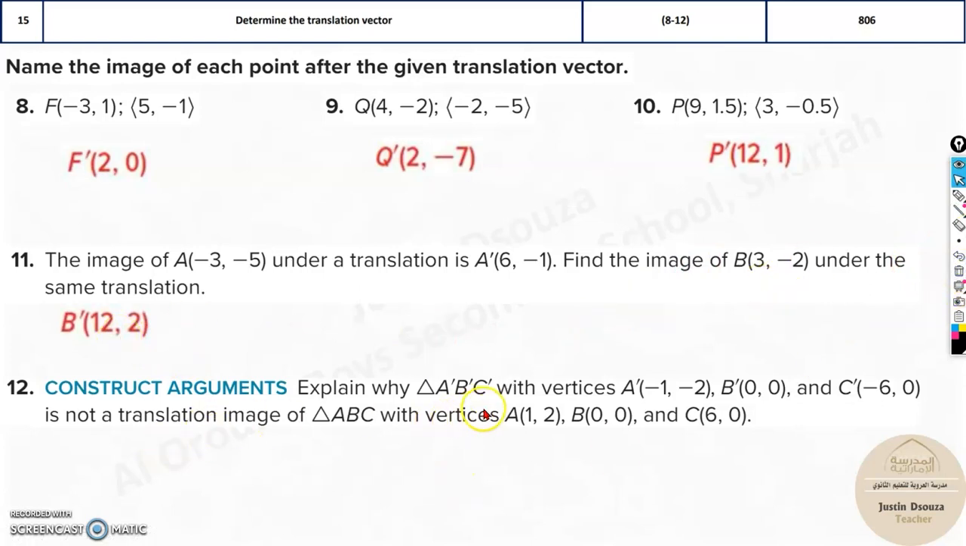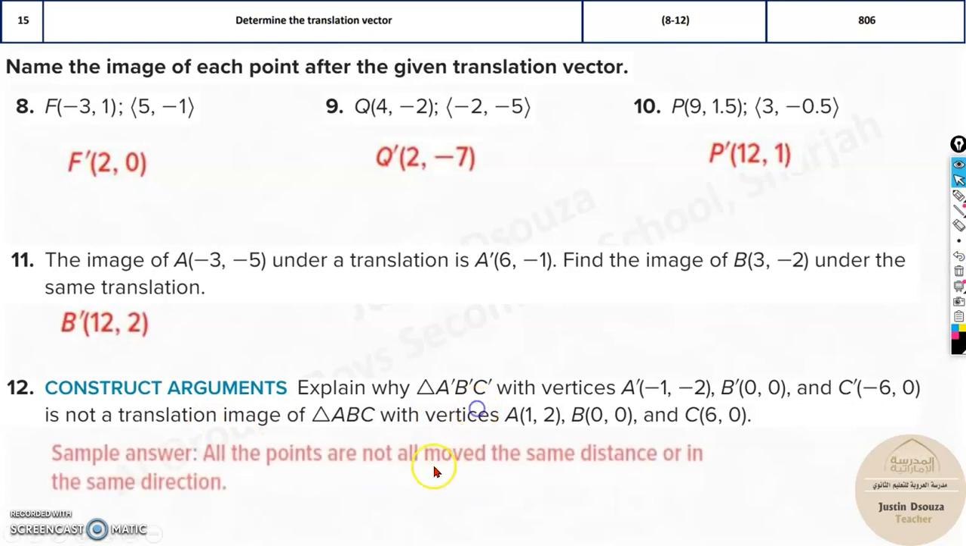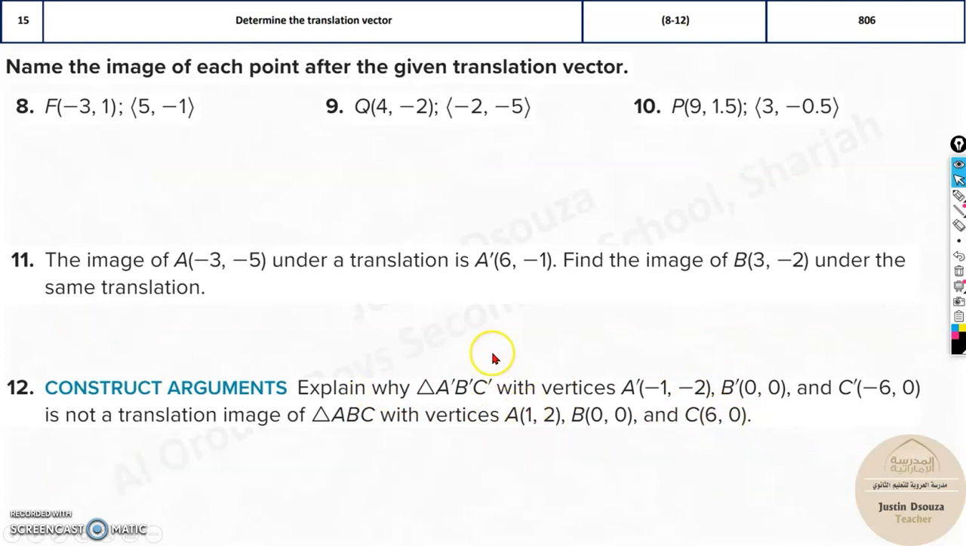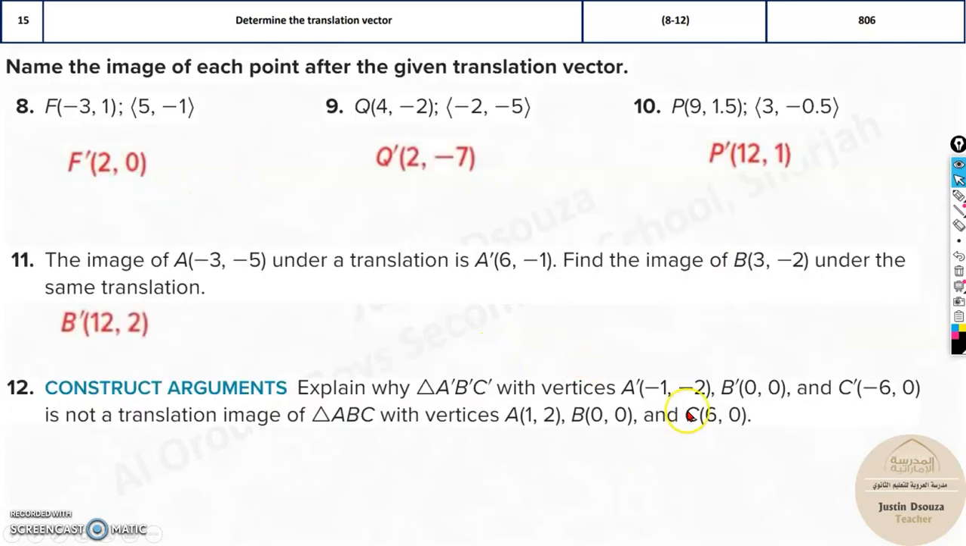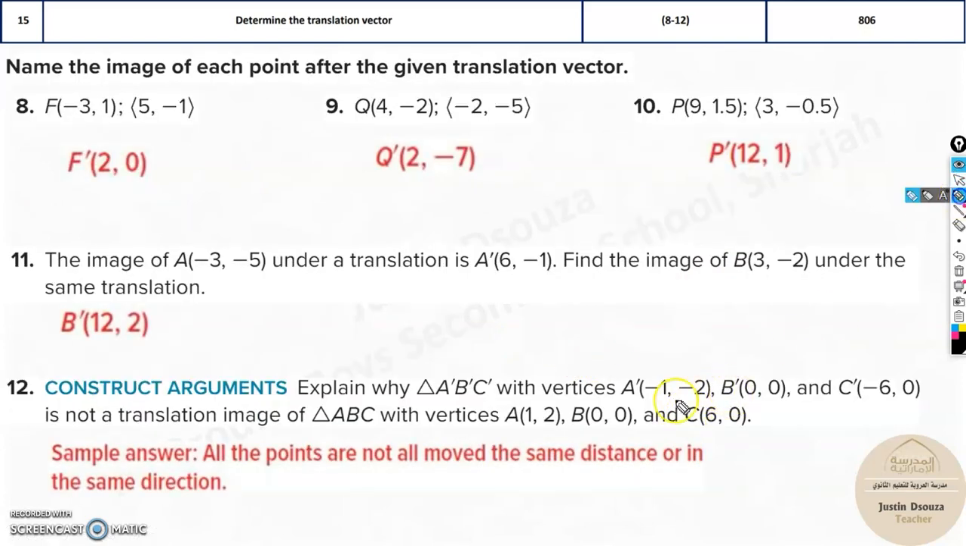Same way, the last one over here. What they have asked is whether this is a translation or not. Like we have done in the previous one, isn't it? But over there a graph was given, and here there are points given. So what it means is they are asking whether these are translations or not. Let's see how we check it.